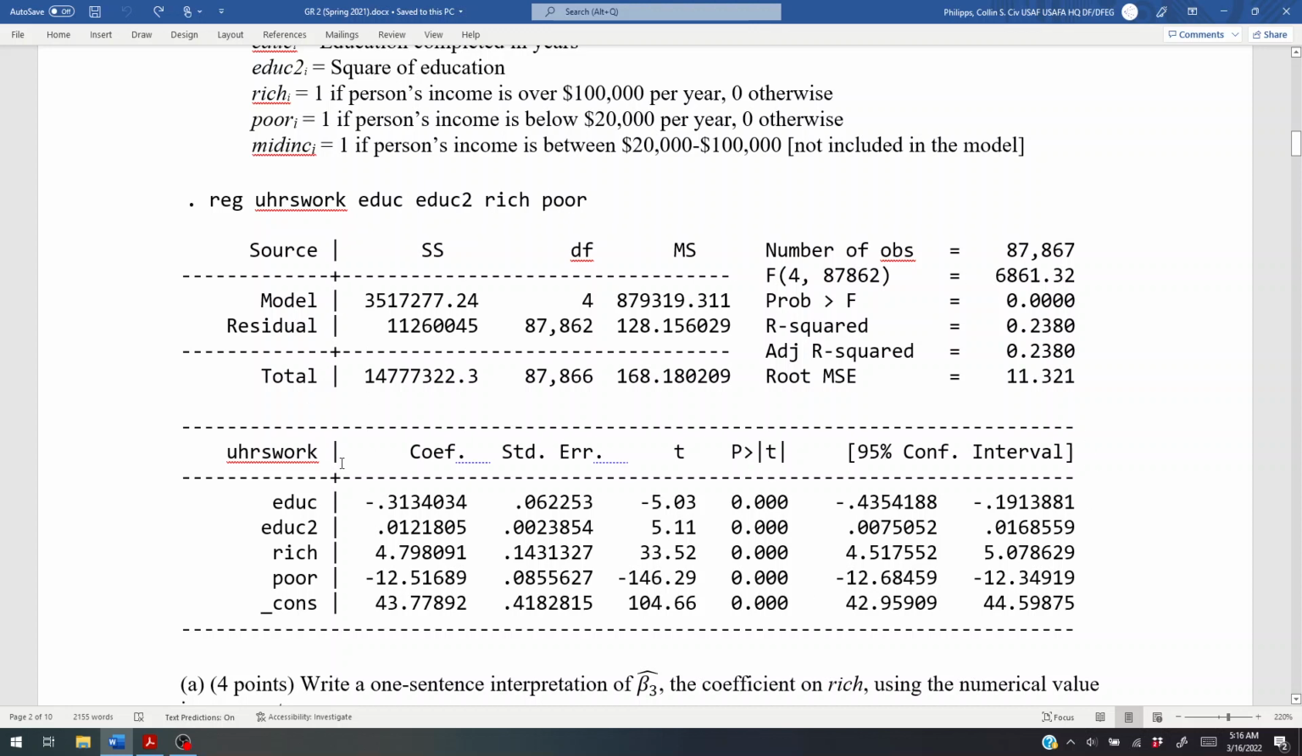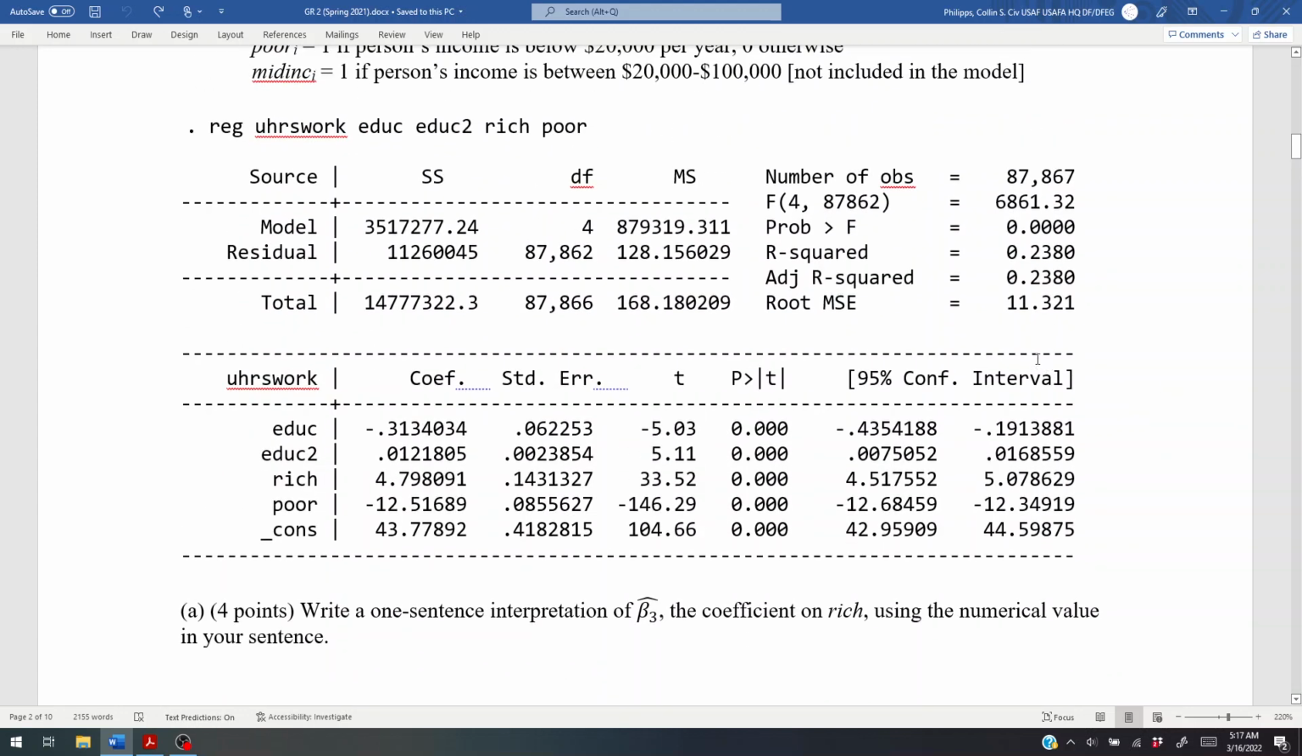So in the big picture, we see that actually this model explains about 24% of the variation in the data, which is not bad. I don't know how much variation there is in usual hours worked. Looks like it has a standard deviation of about 11. So some people are working 11 hours more than average. Some people are working 11 hours less than average.